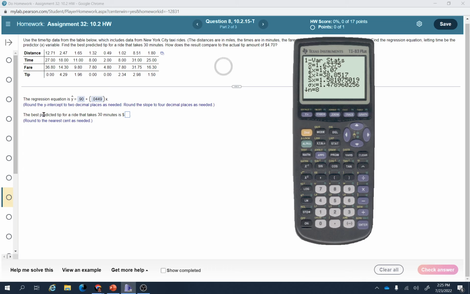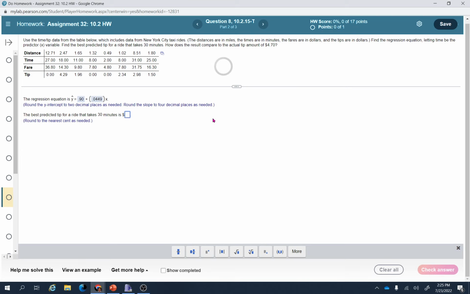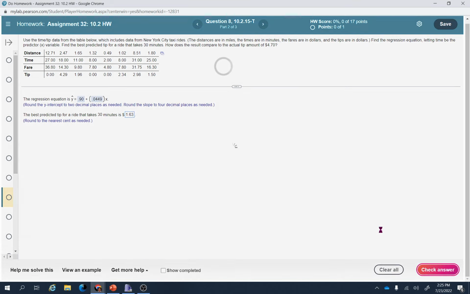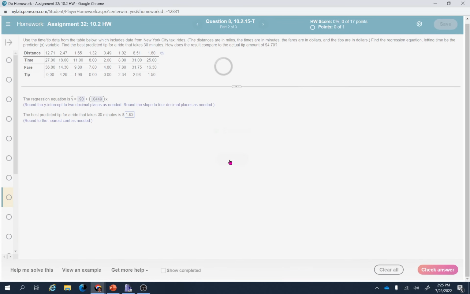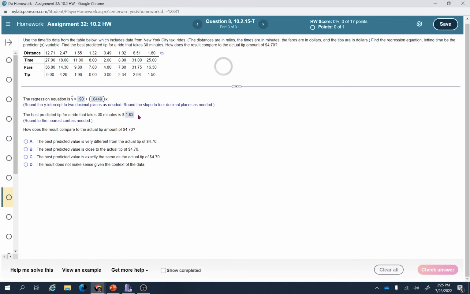So the best predicted tip for a ride is the average of this data, which is 1.63, rounded to the nearest cent. So that should be 1.63. Yes, so that's the best prediction.